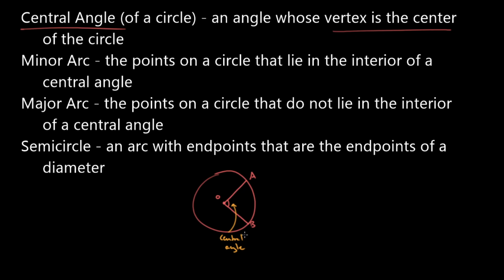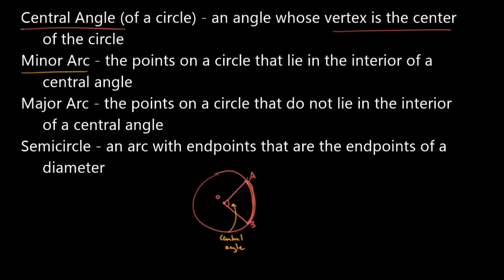Another way of defining this is that it's an angle whose sides contain radii of the circle. So the angle itself isn't really the interesting part. The interesting part is what gets created, which is the minor arc. The minor arc of a circle is just the points on the circle that lie in the interior of the central angle. So what I'm talking about here is specifically these points right here.